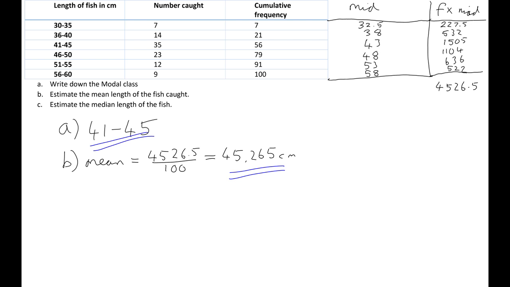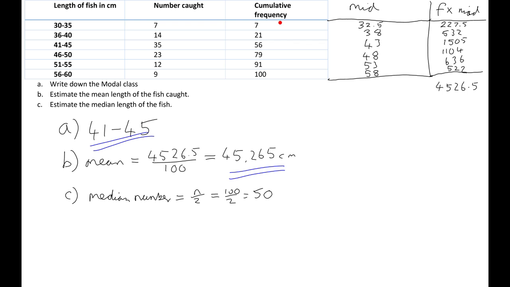Okay, final part of this question is estimate the median length of the fish. So how are we going to do that? Well, the first thing we need to realise is that we are using continuous data. What that means is that the median, the number where it's at, equals just n over 2. In this case, that's 100 divided by 2, so that's 50. So it's the 50th number.